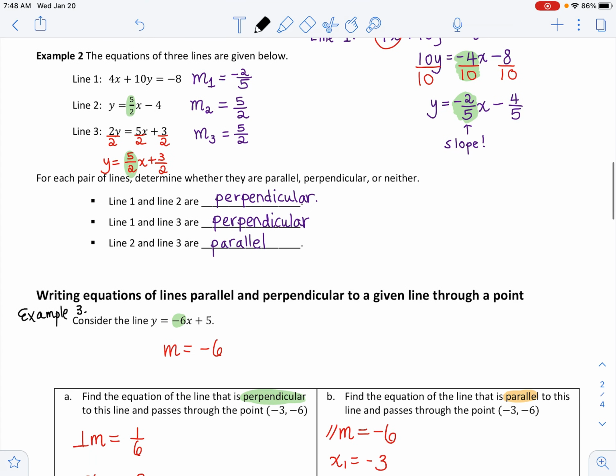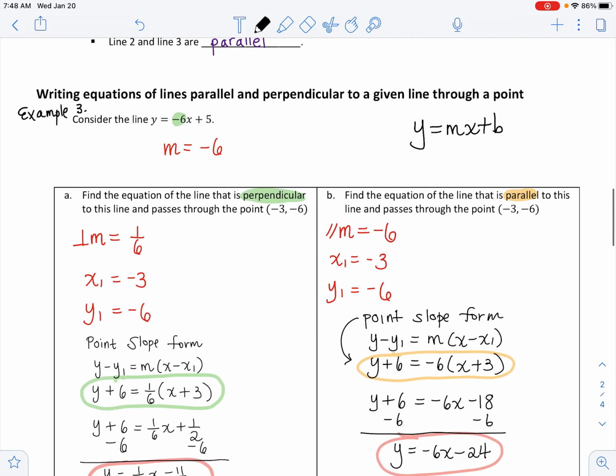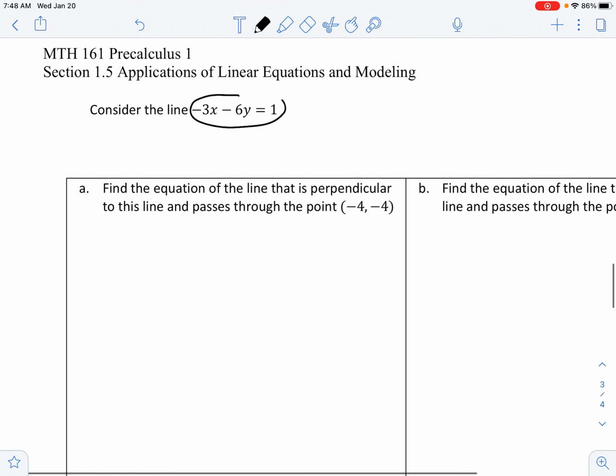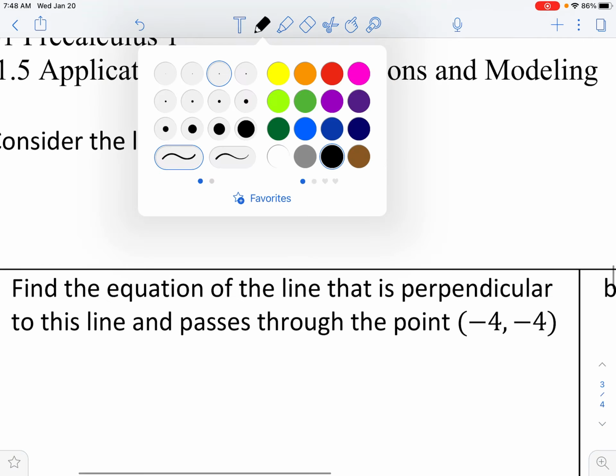Okay, so the first one was already written in slope-intercept form. Remember, it was in y equals mx plus b. But if you notice down here, the next page, this line is not written in slope-intercept form. So we're going to have to first rewrite this. Okay, let's rewrite this in slope-intercept form first.